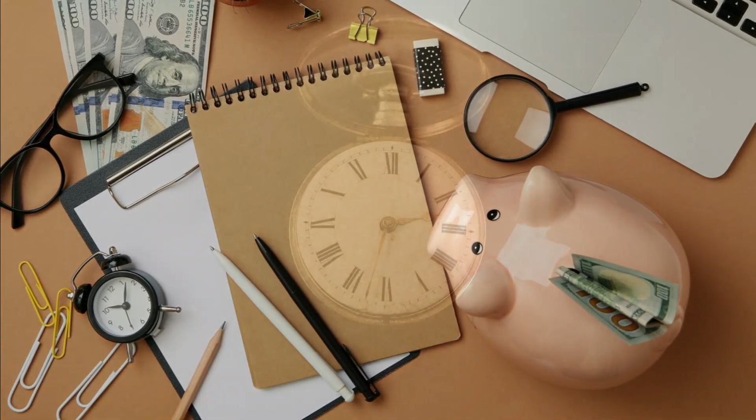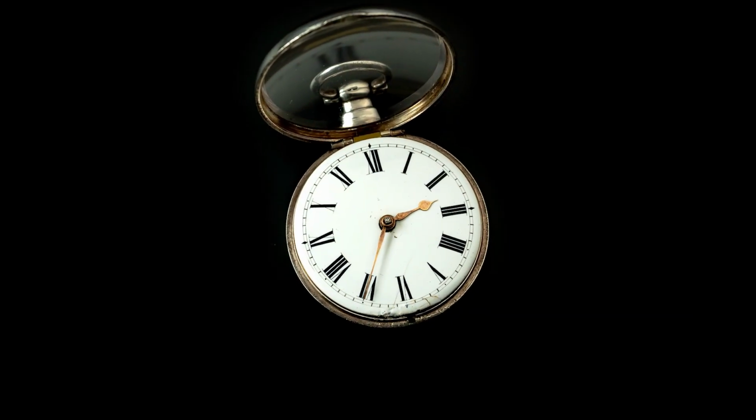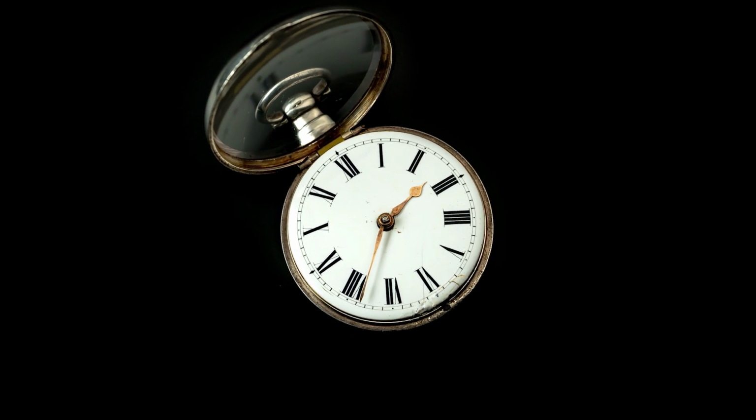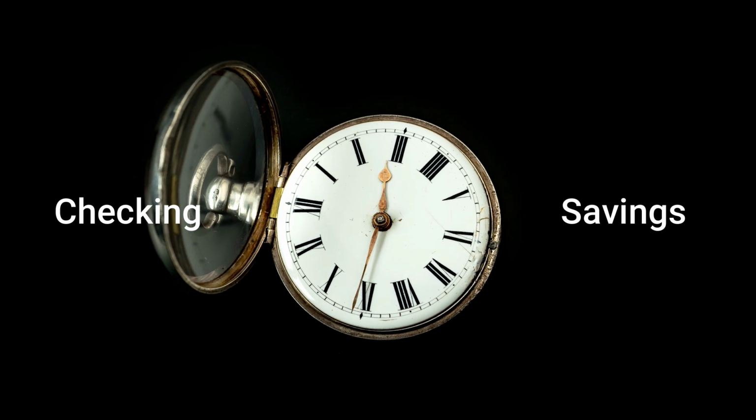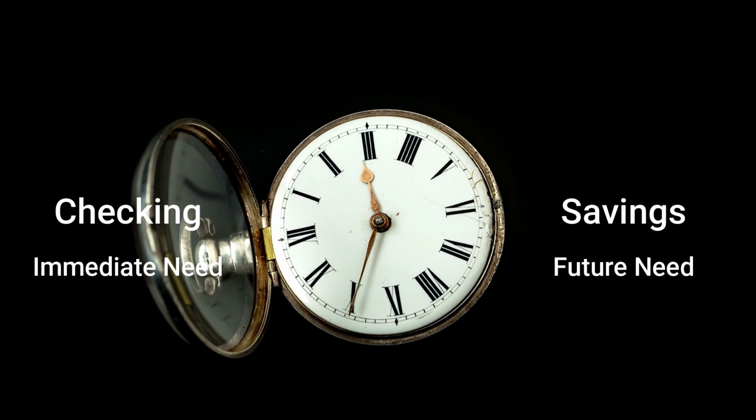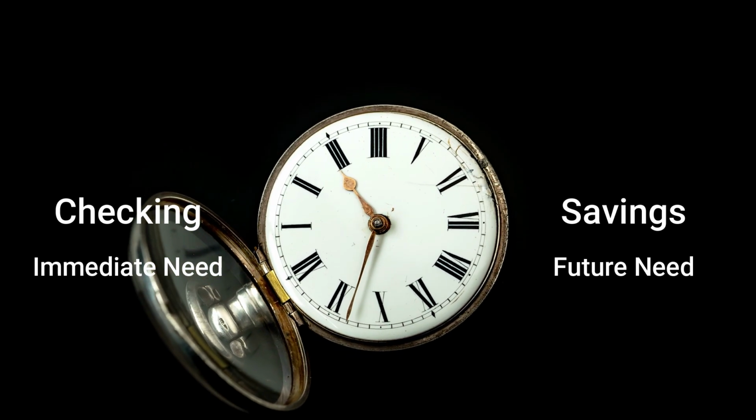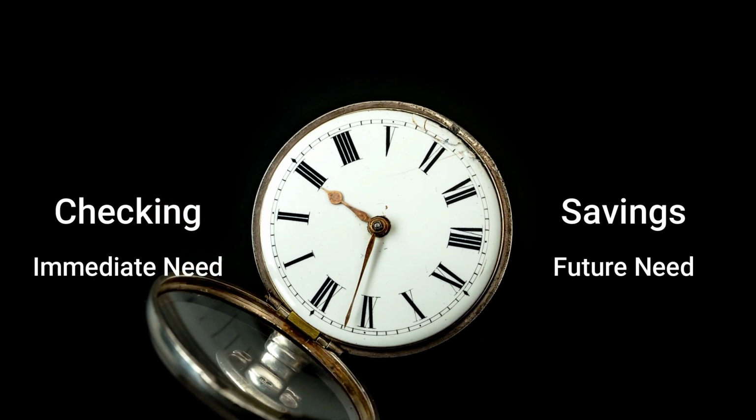each account is used. Think about these two types of accounts in terms of time. Money in a checking account is for immediate use when you need it. Money in a savings account is for future use. It's money you're keeping and growing so that you can spend it later.